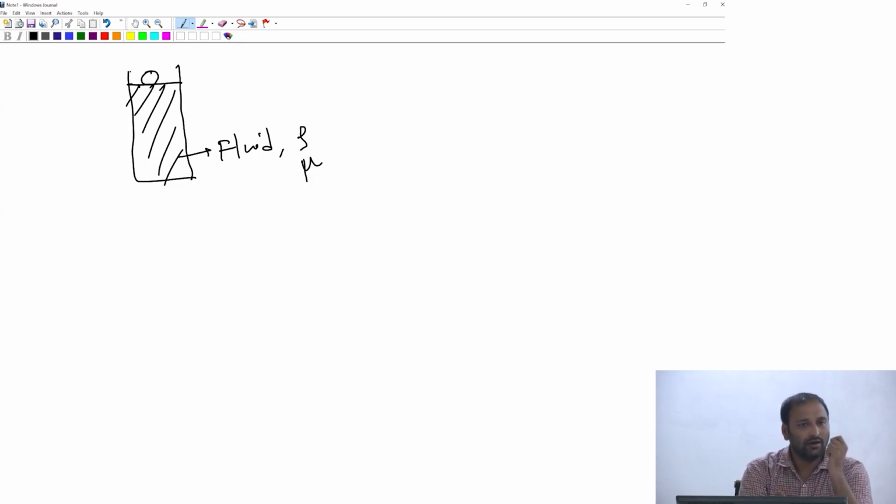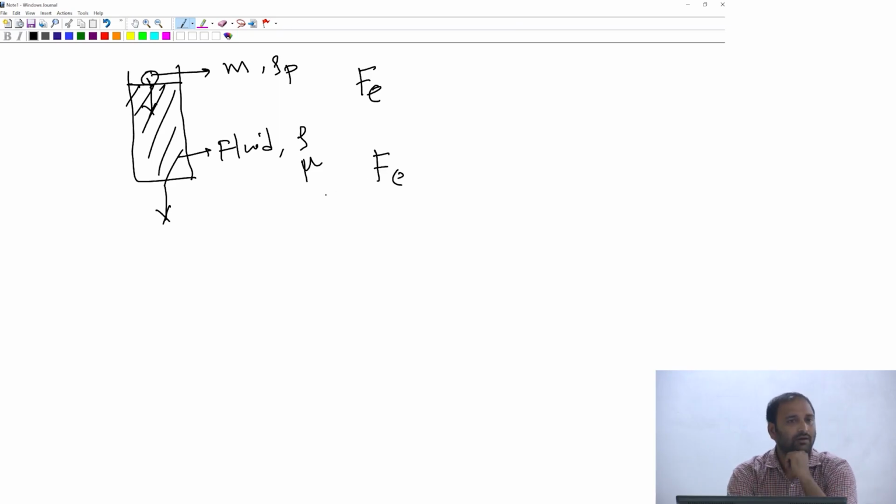I'm holding it, and let's say that the mass of the particle is m, and rho p is the density of the particle. Then I just let the particle move down under the influence of some external force. So let's say that the external force acting on the particle is Fe. Whenever a particle is set into motion, there is an external force acting on it, say Fe.